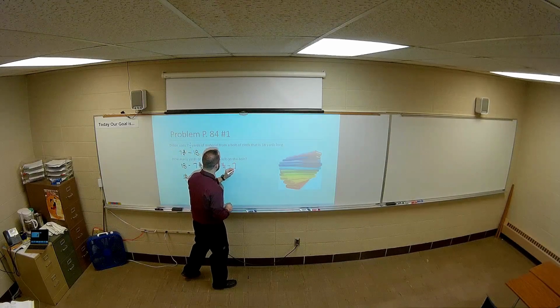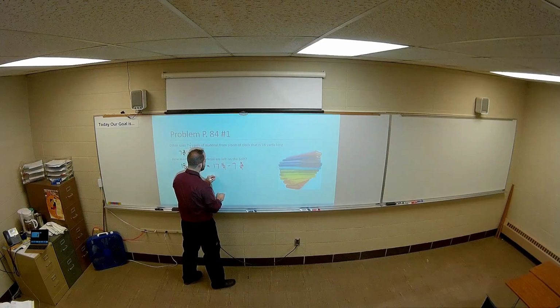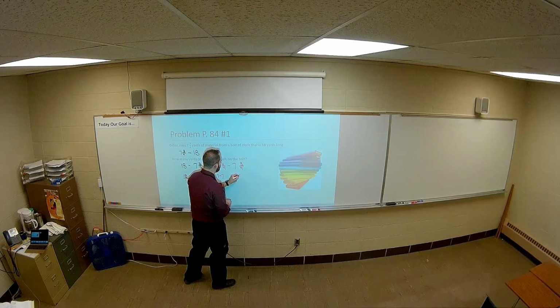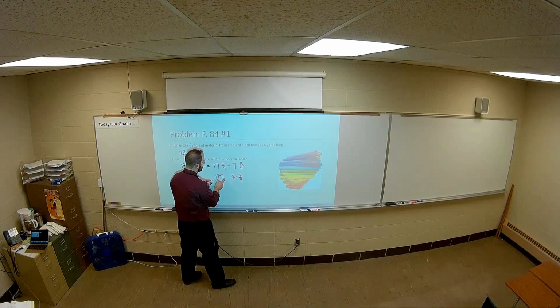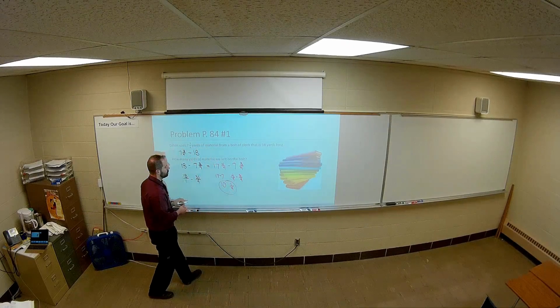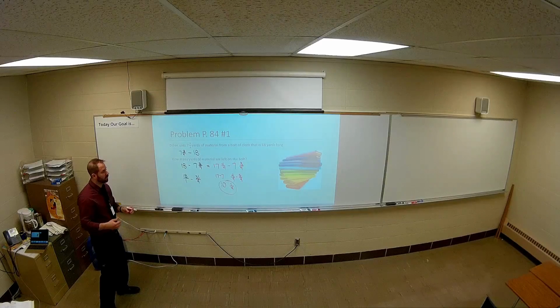Now I can subtract the 7 3/4, because that's grouping. Now I can group these together: 17 minus 7 and 4/4 minus 3/4. That's easy. What's 17 minus 7? 10. 4 minus 3? 1. Boom. That's the answer. That's the answer to the problem.